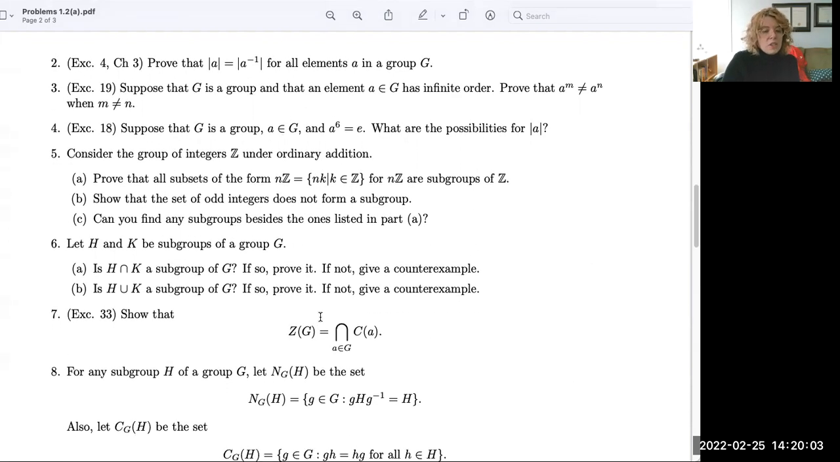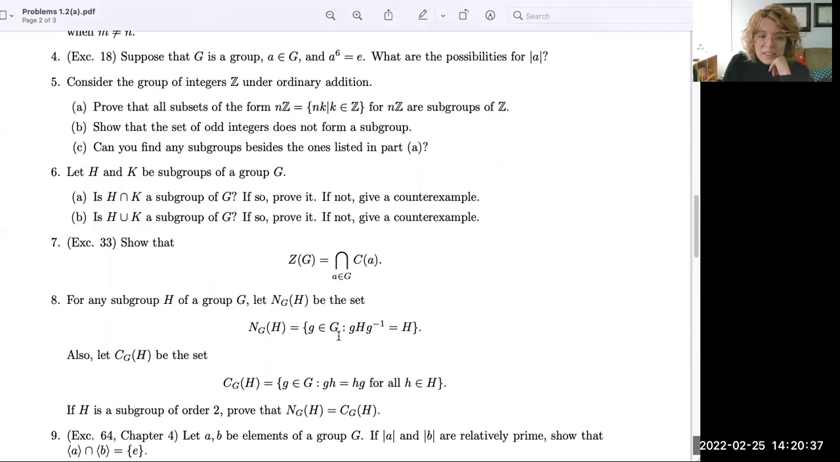In question number 7, showing that Z is equal to the intersection. I heard that some people kind of said it was just obvious, but you need to break this down as group theorists, as mathematicians. You need to break the explanation down. And a great way to show that two sets are equal is to show inclusion in both directions. So you want to show that Z(G), the center, is contained in this intersection, and you want to show that the intersection is contained in Z(G).